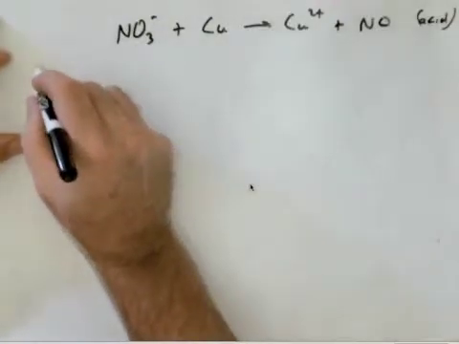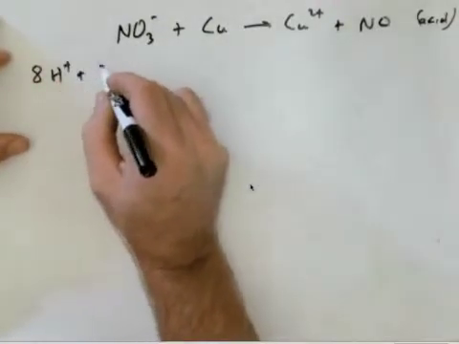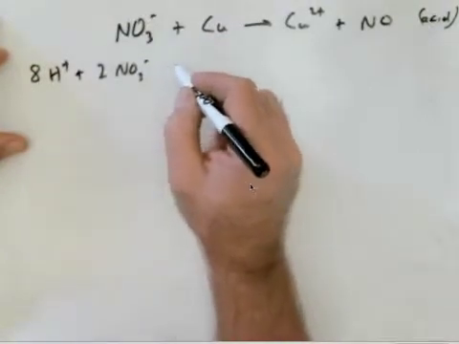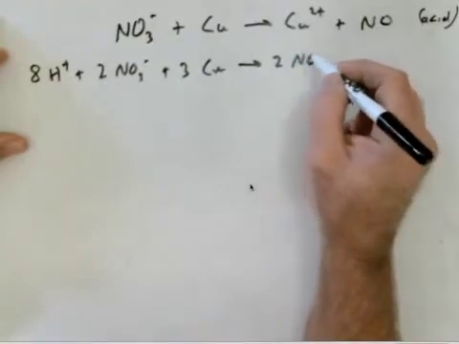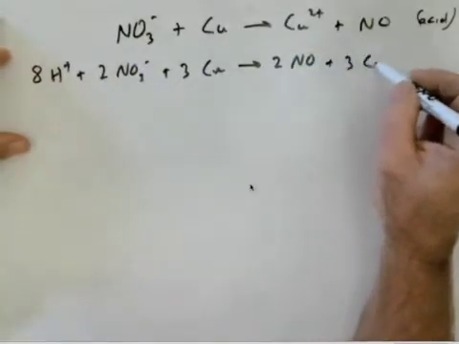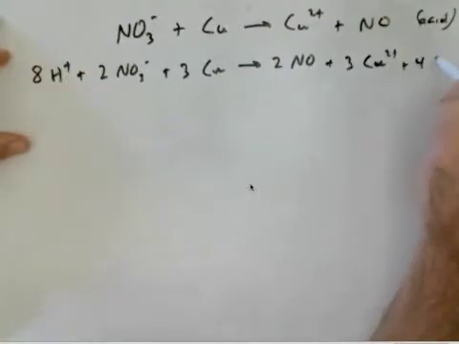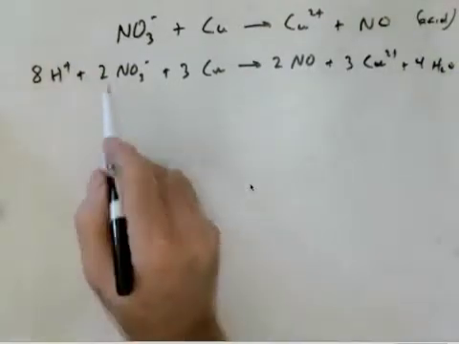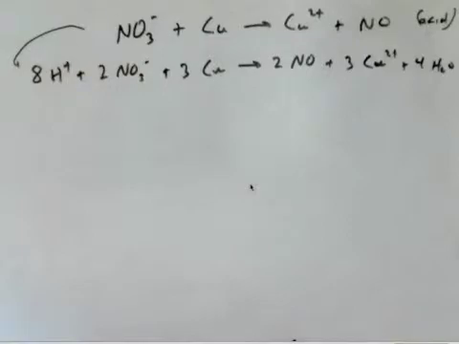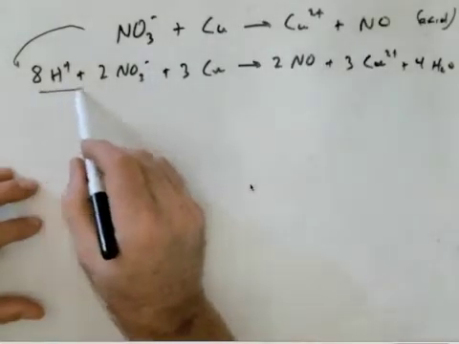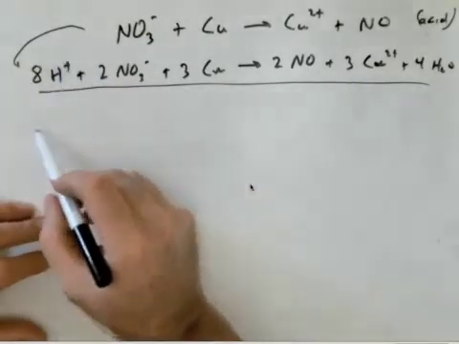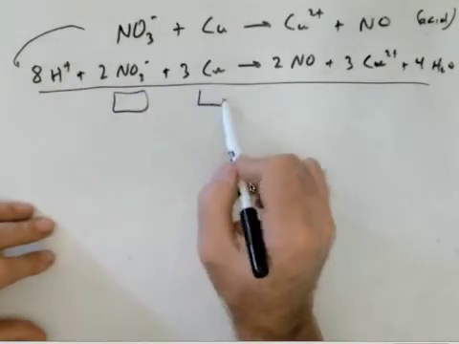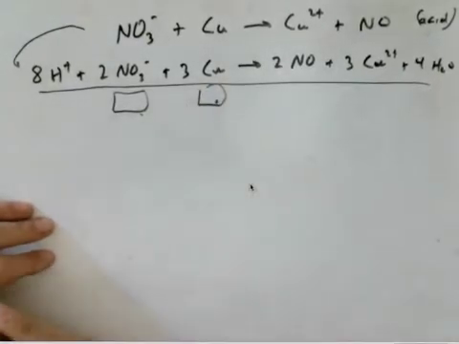When we got done, we ended up with 8 H pluses, 2 NO3 minuses, 3 coppers, yielding 2 nitrogen monoxides, 3 copper 2 ions, and 4 waters. And we had a large series of steps that gave us that equation. Now, what good is that equation? Well, that is the net ionic equation. So if I had starting amounts of the nitrate ion and the copper metal, they would go there. I would determine which pile runs out and continue from that point.